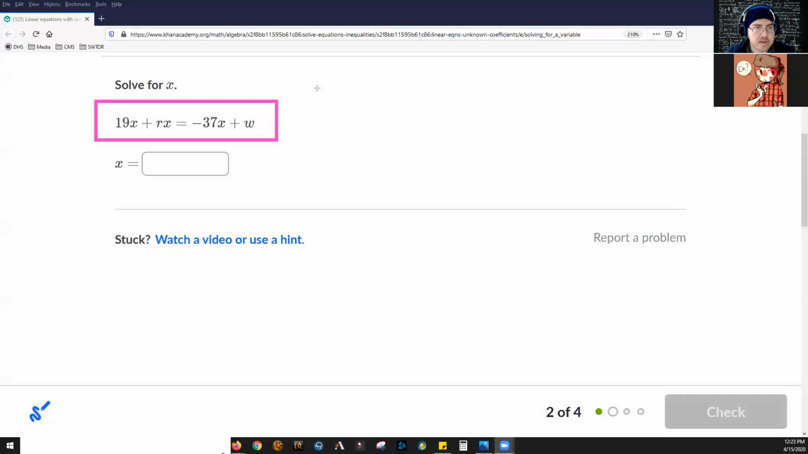So let's start by writing it down on our own paper. 19x plus rx equals negative 37x plus w. Okay. So the first thing we want to do is get all the x's onto one side.